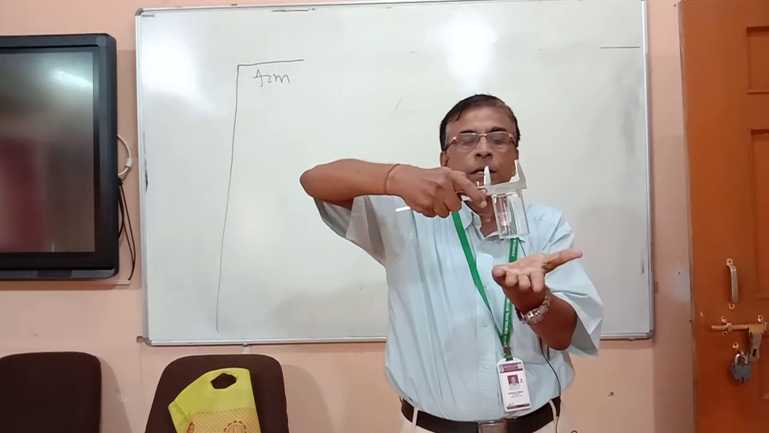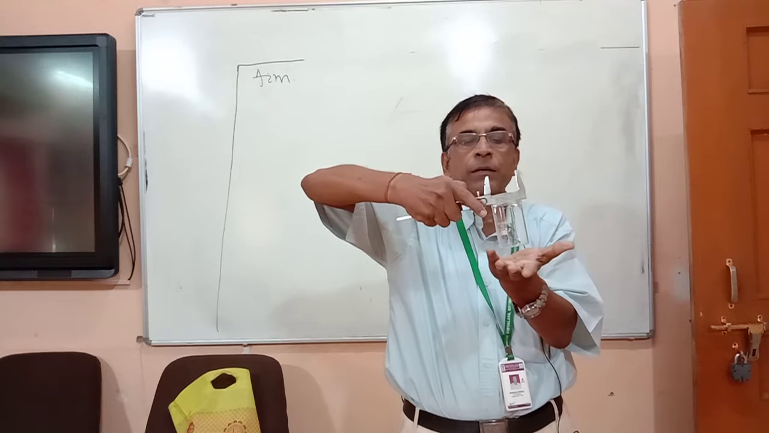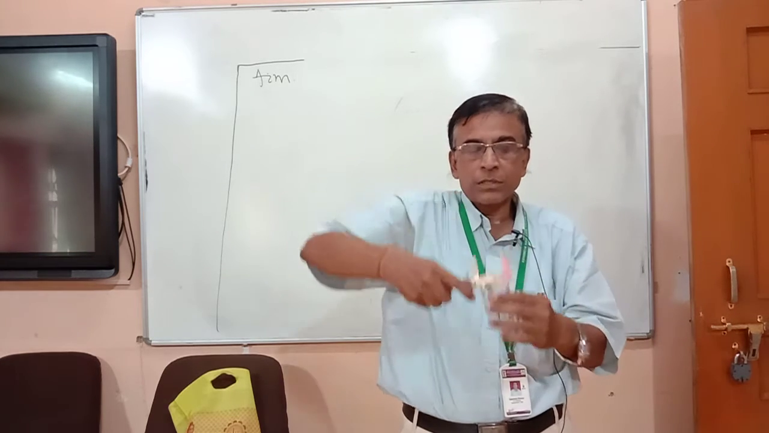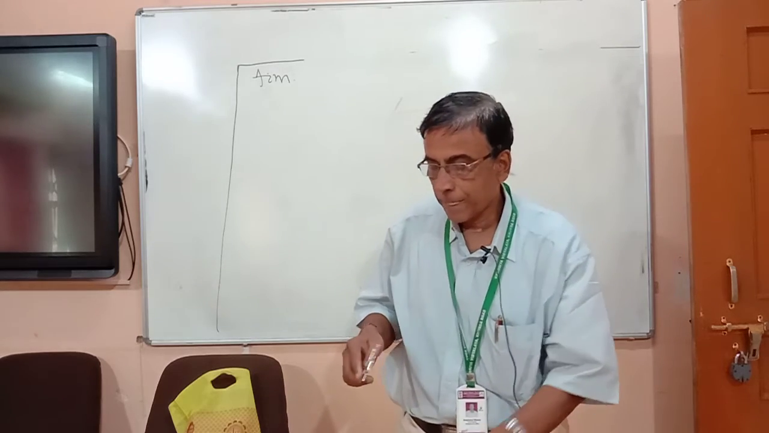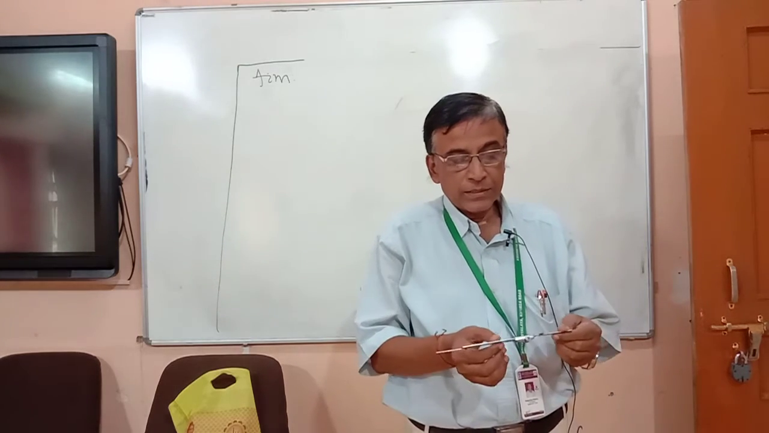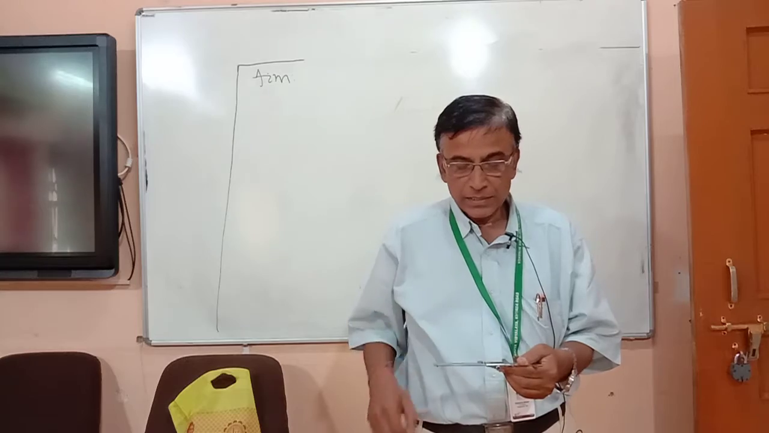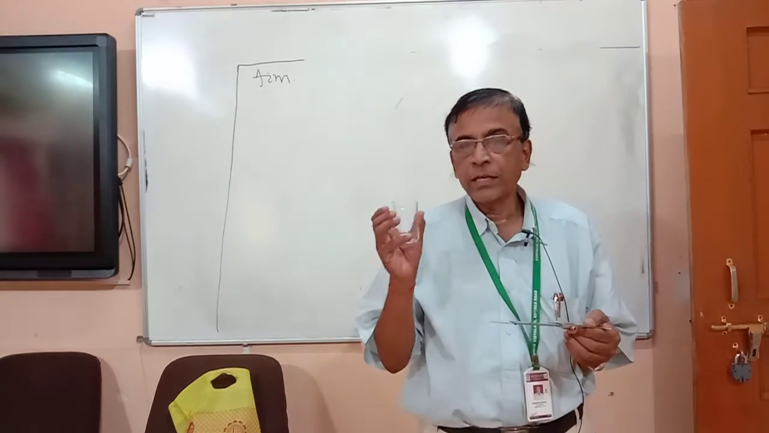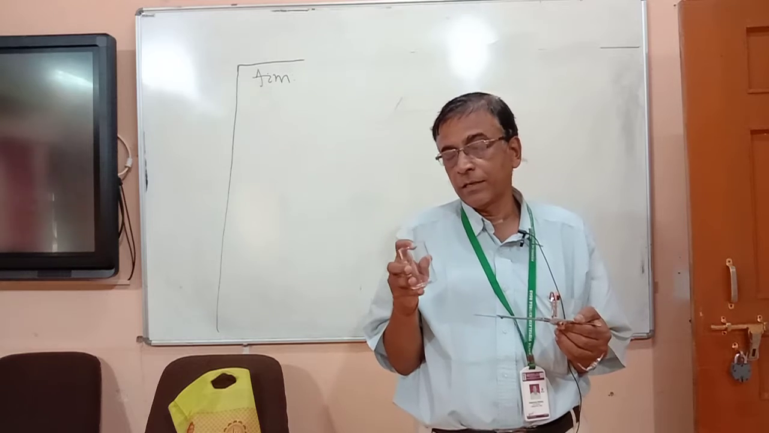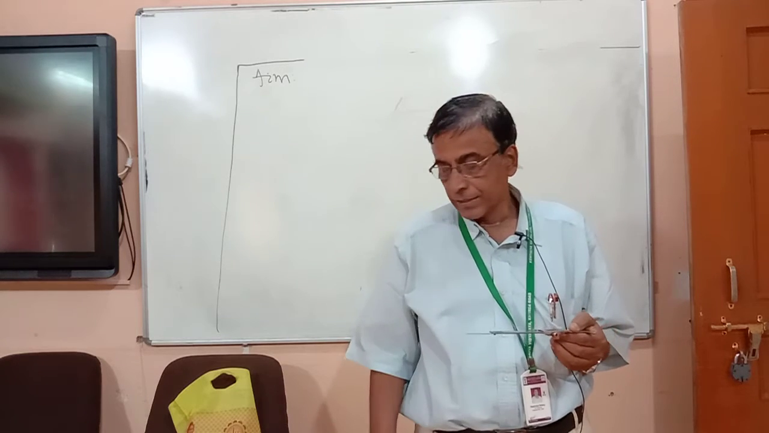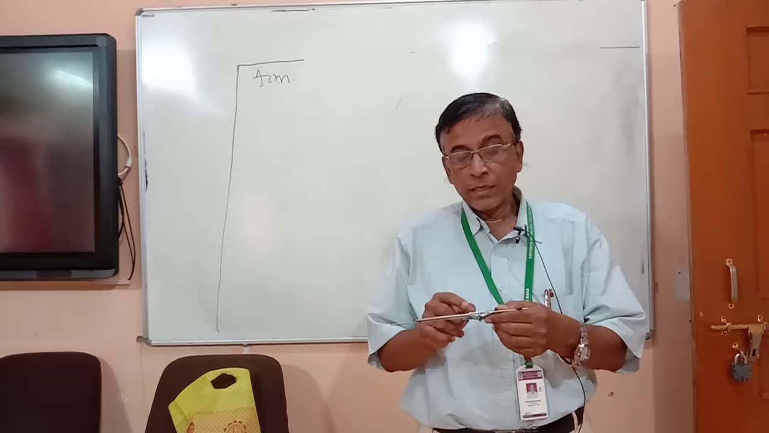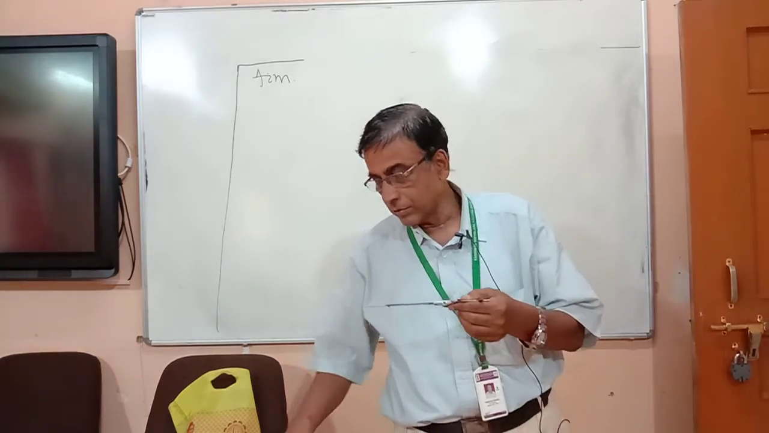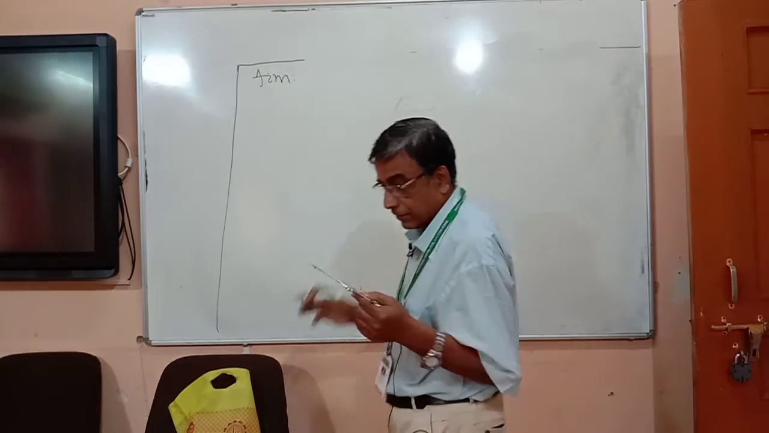Now you can see how to measure it: fix it, get it tight, and then take it out. Now see the main scale reading and the vernier scale reading to find the internal diameter of this beaker. First we have to do the calculation of the internal diameter.